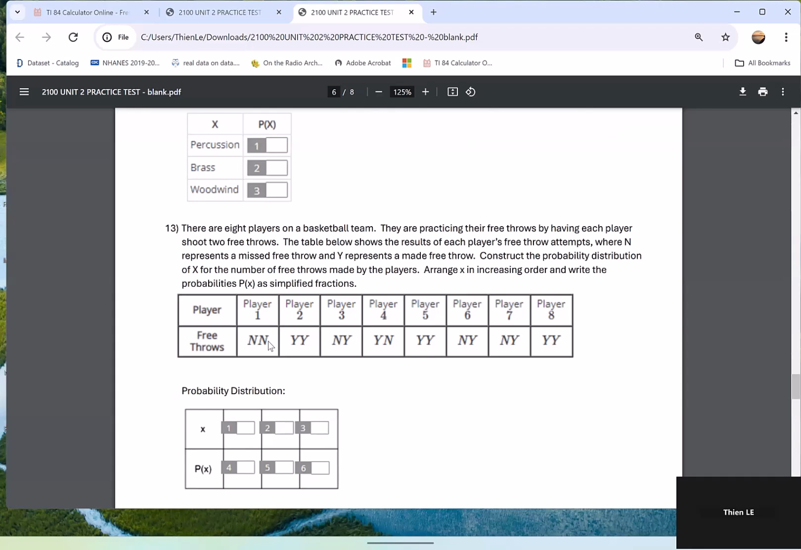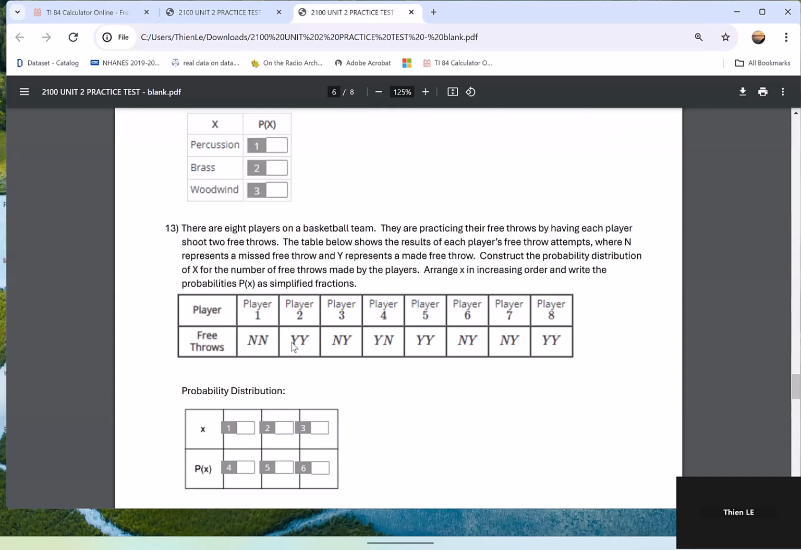No, which is 0, you get 1. So the probability will be 1 out of 8. And then hit one time, either no, yes, or yes, no. You get here, and here. So you get 4, so 4 out of 8.